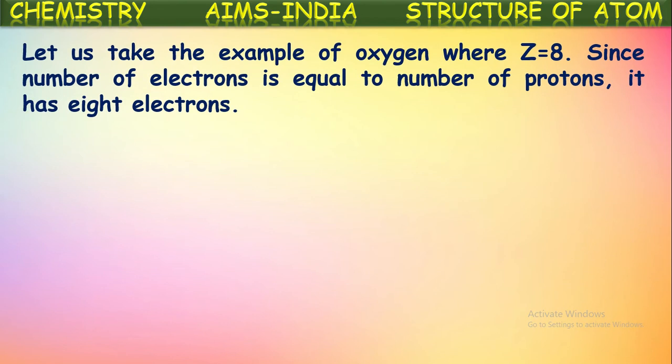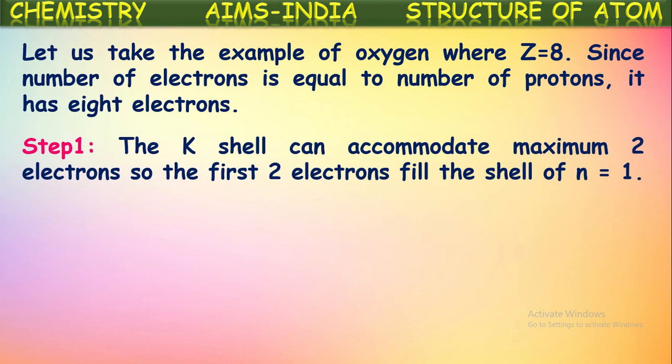Now let us take one example. Let us take the example of oxygen, where the atomic number is equal to 8. Since the number of electrons is equal to the number of protons, it has 8 electrons. Now let us follow step by step. Step 1: the K shell, that is the first shell, can accommodate a maximum of 2 electrons. So the first 2 electrons fill the shell of n equal to 1. So for oxygen, the first 2 electrons will be filled into the first shell like this.